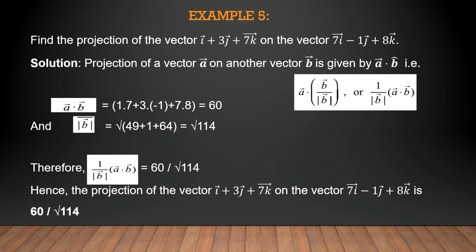And what is magnitude of vector B? Root of the sum of the squares of the components. So root of 49 plus 1 plus 64, root 114. So now by definition, your projection of vector A on vector B is A dot B cap, which is equal to dot product of vector A and B upon magnitude of vector B, which is 60 upon root of 114. So the projection is 60 upon root of 114.